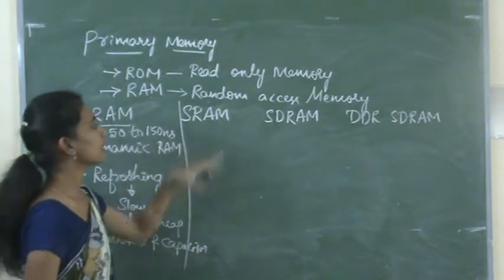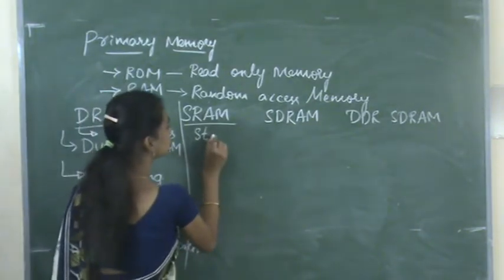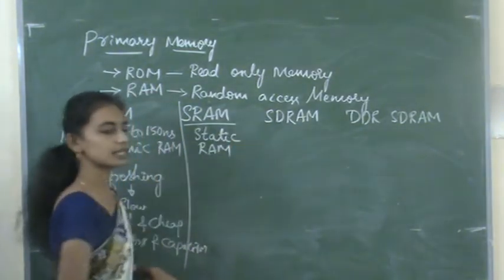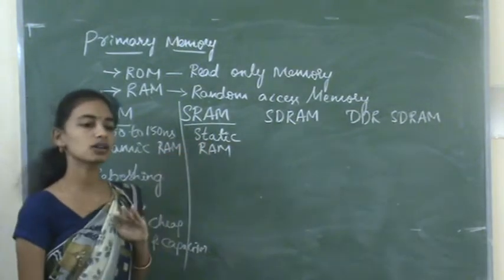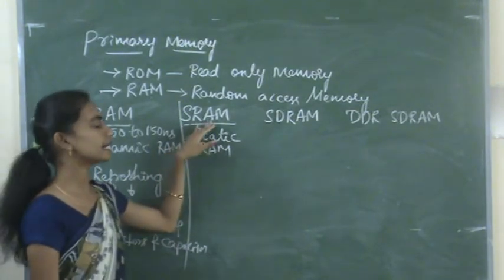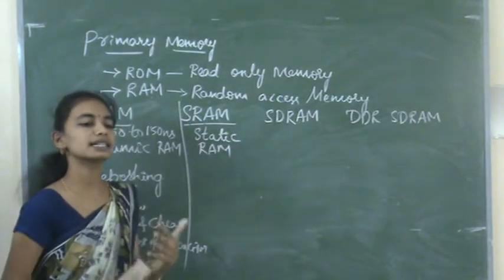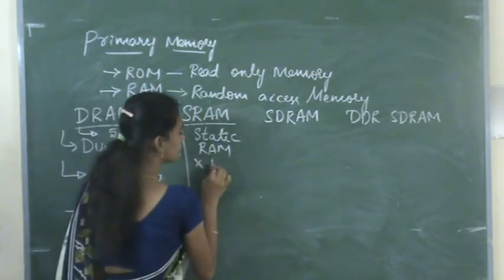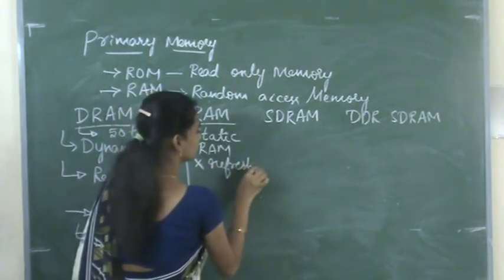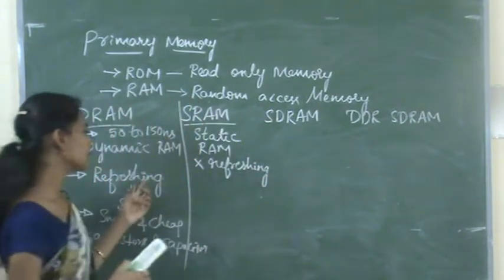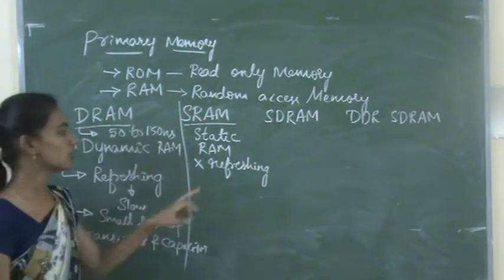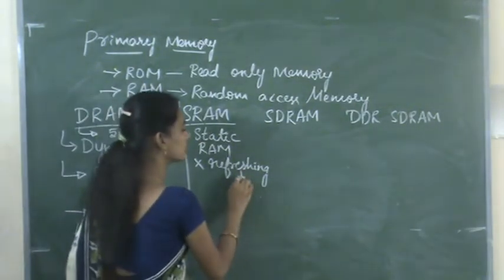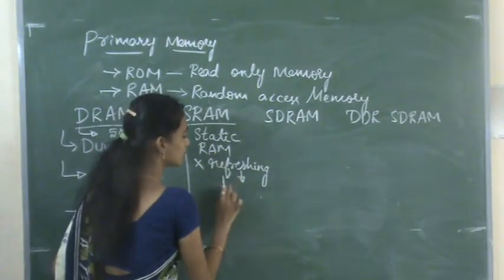SRAM stands for static random access memory. Static means it is constant, right? This static random access memory doesn't need continuous refreshing. But DRAM needs continuous refreshing, right? Here it doesn't need continuous refreshing, which means it performs faster.